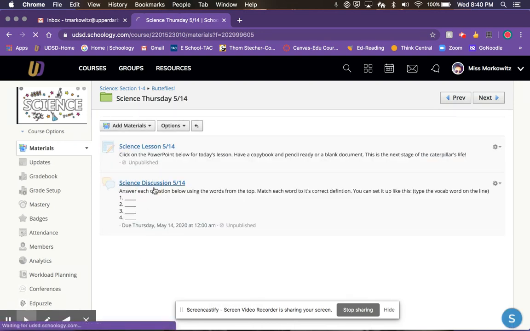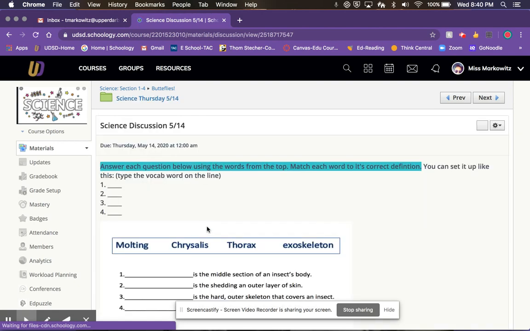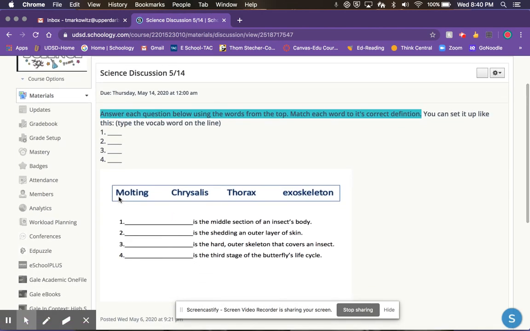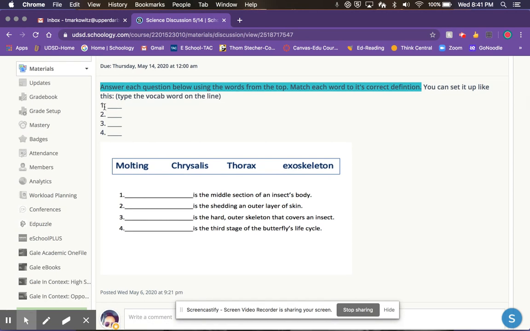Go to the discussion. You're going to match the word to the definition. So your words are molting, chrysalis, thorax, exoskeleton. Blank is the middle section of an insect's body. Blank is the shedding and outer layer of skin. Blank is the hard outer skeleton that covers an insect. And blank is the third stage of the butterfly's life cycle. Okay, so I have it up here. You're going to number it 1, 2, 3, and 4 and just write the word for me.